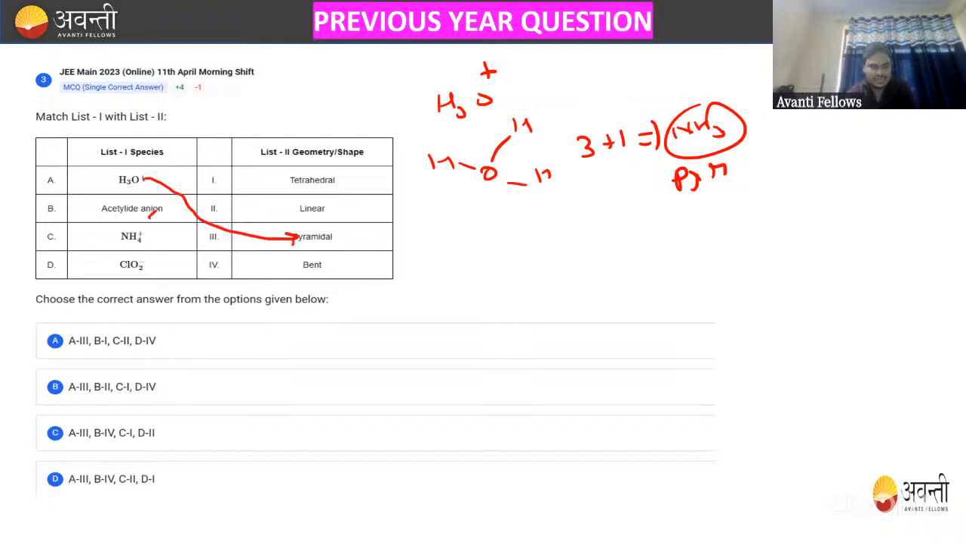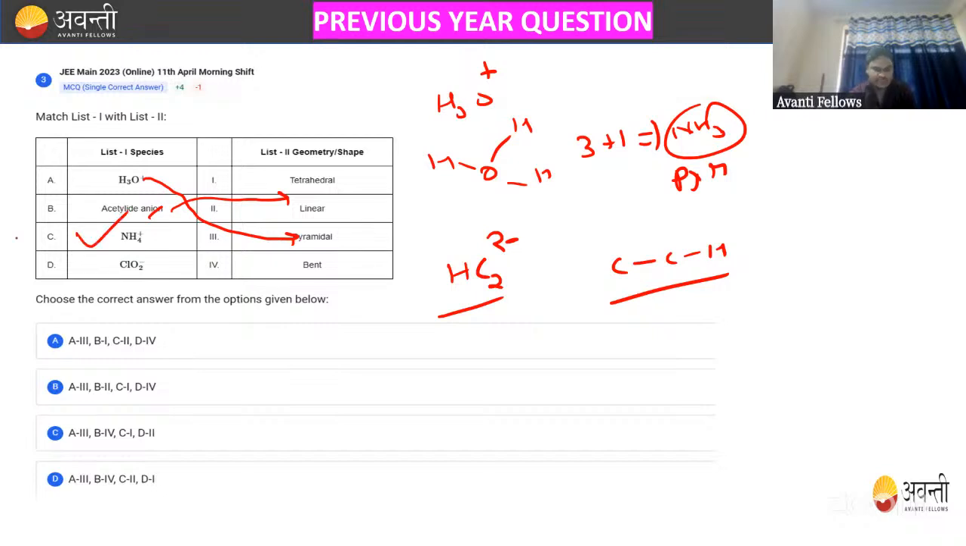Good. Now, next is acetylide anion. Acetylide anion मतलब C2 twice negative. So in C2 twice negative, if you consider they having the linear geometry as there are three atoms and they are in a straight line. तो ये C2H जो है ये straight line में होता है, तो they having the linear geometry. ये बिल्कुल ही हम लोगों का linear geometry की तरह बनेगा. So acetylide having linear geometry.